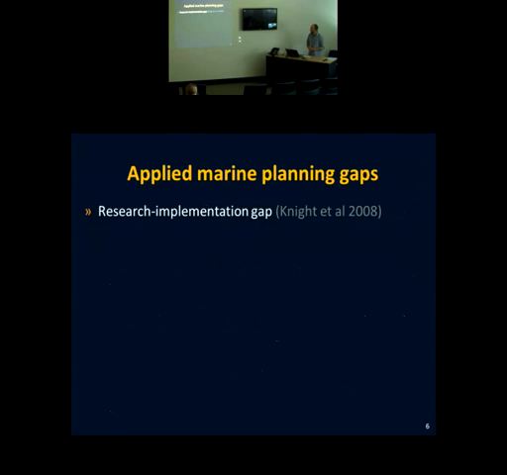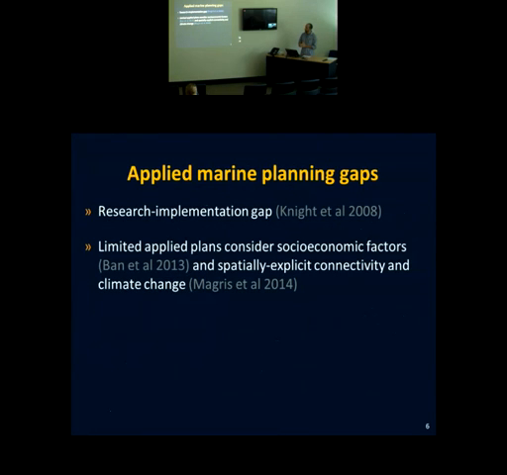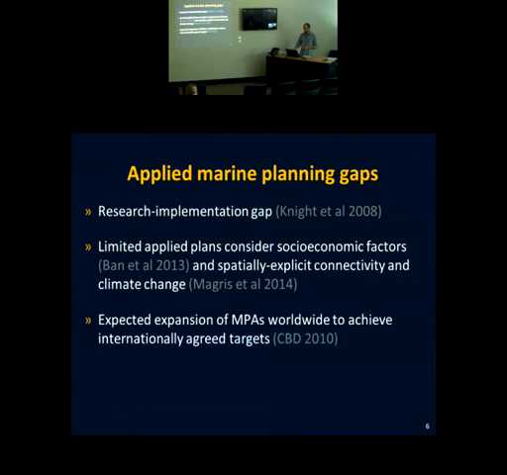So, despite all these advances, there is a recognized gap between the research and the application of all these concepts. This is very common in terrestrial settings, but it's actually also happening in marine ones. Because of this, and just to reiterate, there has been very limited consideration of the social and economic dimensions of conservation planning in applied conservation planning, and also very limited implementation of spatially explicit models of connectivity and climate change in the design of marine reserves.